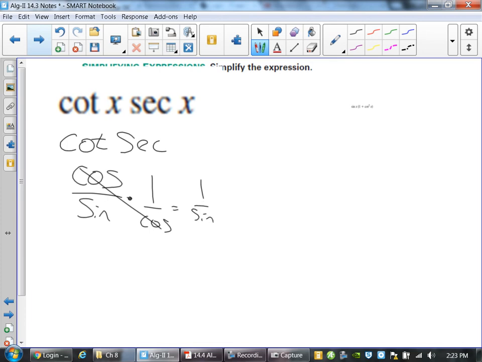Which means there's one more step that I can go to make it even simpler. That's the same thing as saying cosecant. I love math. 1 over sine is cosecant. It's the inverse. It's the reciprocal property. Yeah, Bill, what you got? Actually, no. Good conversation.